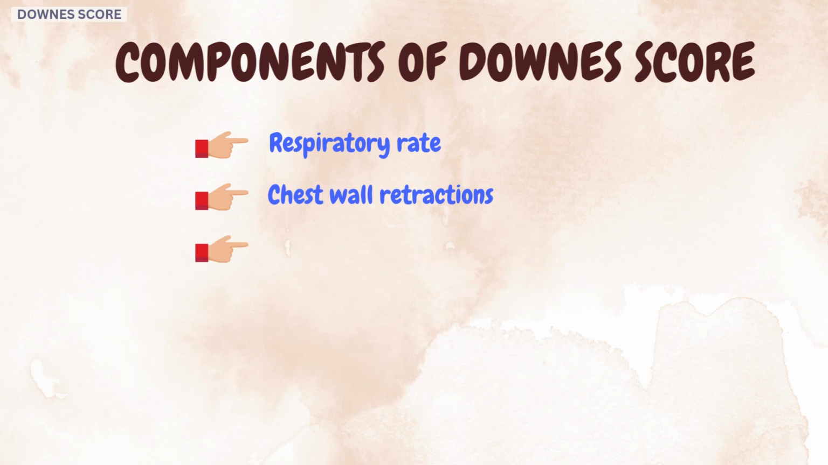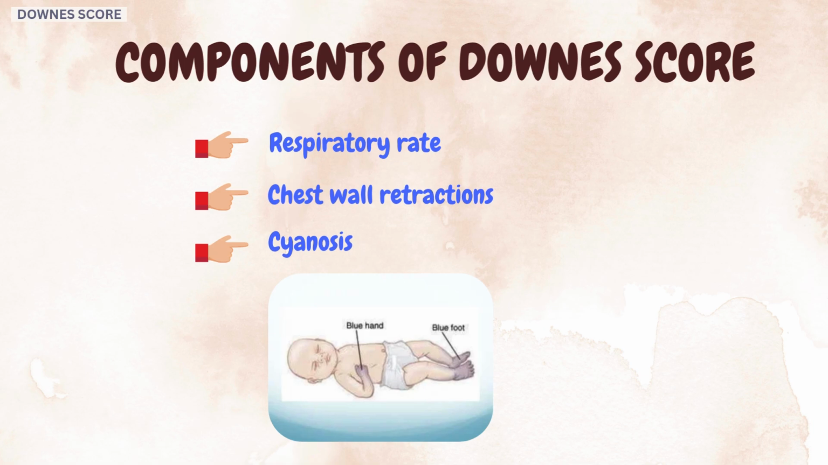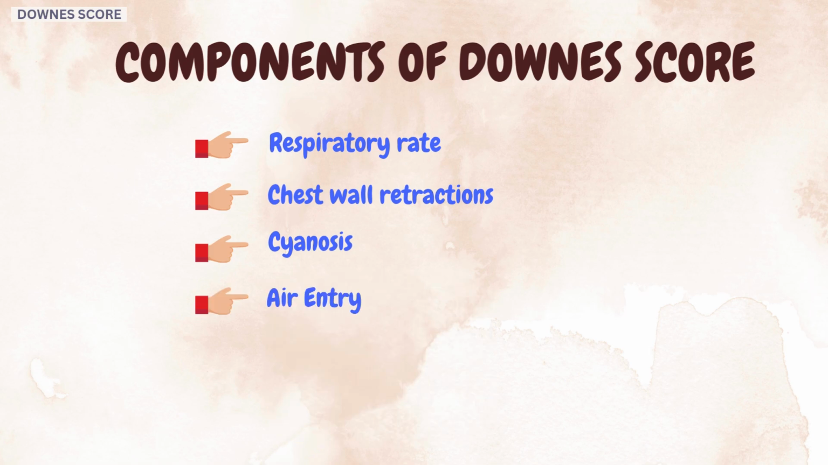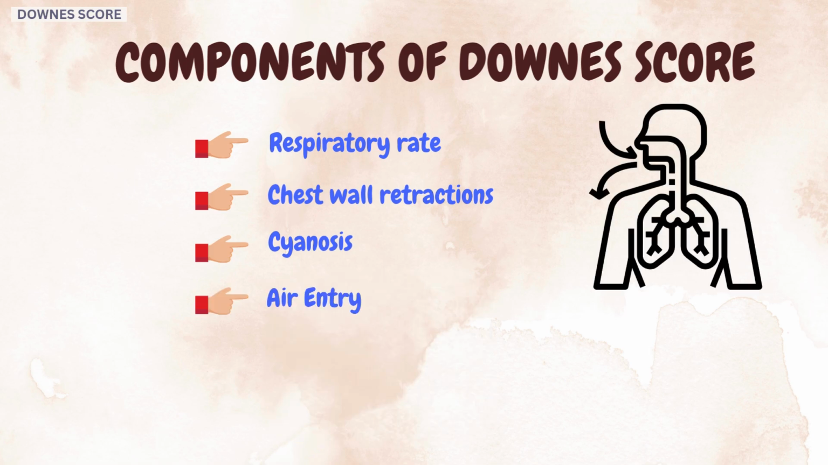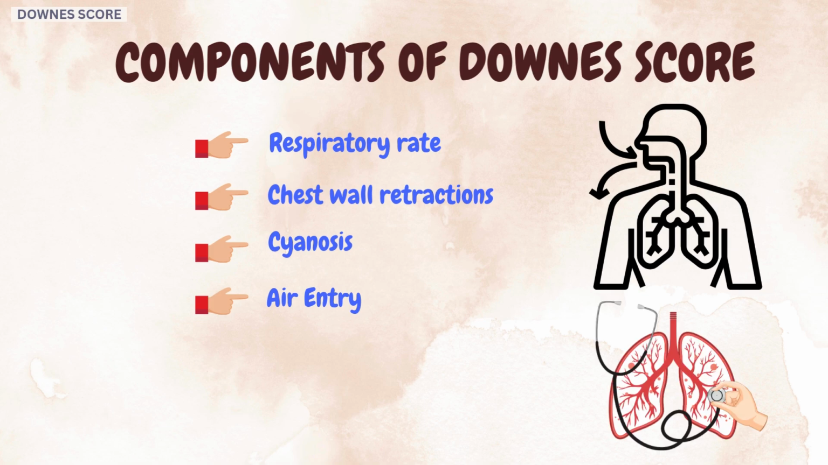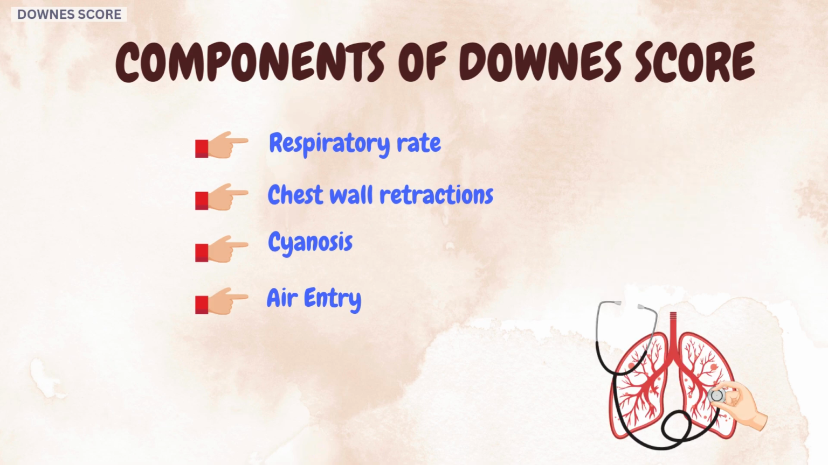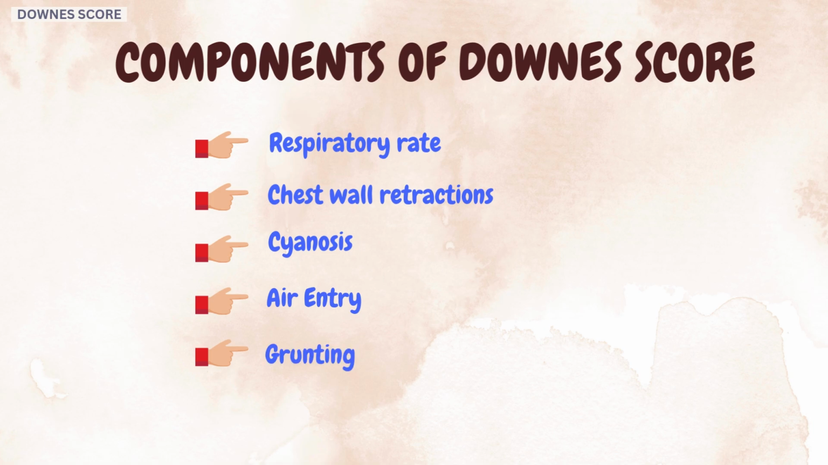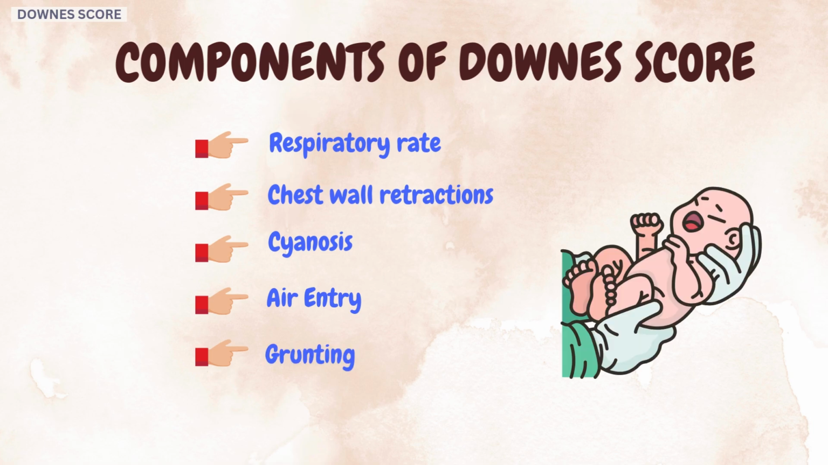Then comes the cyanosis. It is the bluish discoloration of the skin or mucous membrane due to inadequate oxygenation. Followed by air entry. It is the quality of the air entry into the lungs assessed by auscultation. And the last component is the grunting, which is a harsh expiratory sound made to increase the airway pressure.